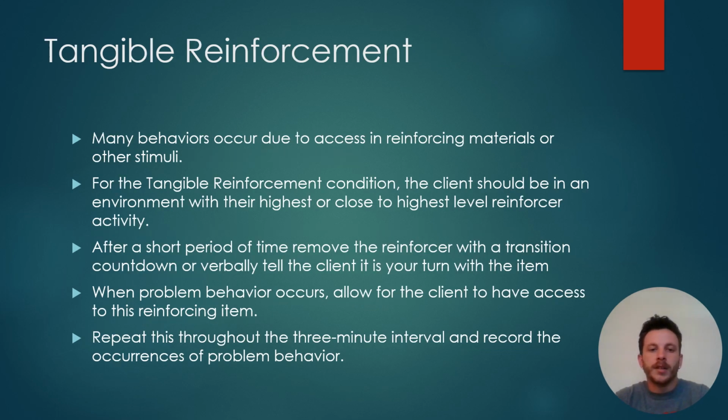The final condition that will be discussed is tangible reinforcement. Many behaviors occur due to the access to reinforcing materials or other stimuli. For the tangible reinforcement condition, the client should be in an environment with the highest or close to highest level of reinforcer activity. After a short period of time, remove this reinforcer with a transition countdown or verbally tell the client that it is your turn with this item. When problem behavior occurs, allow the client to have access to this reinforcing item for a short period of time. Repeat this process throughout the 3-minute interval and record occurrences of problem behaviors.